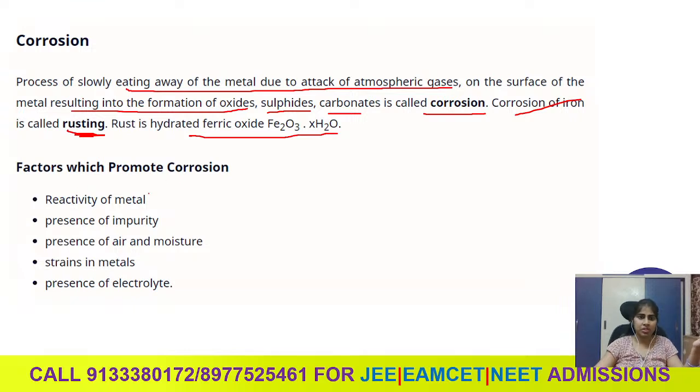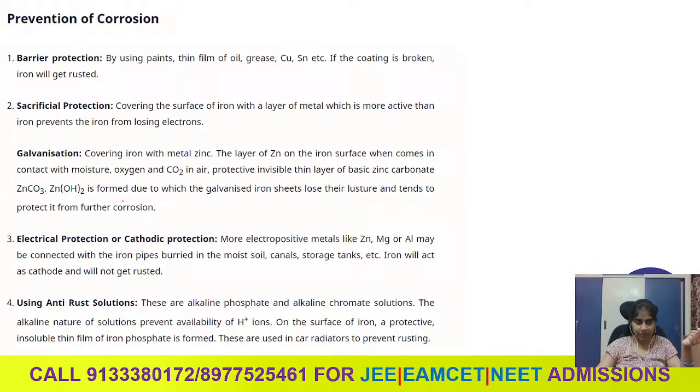So the factors which promote corrosion are the reactivity of the metal. When it is highly reactive, it reacts readily with the atmospheric gases. Presence of impurity also results in corrosion. And when it is exposed to air and moisture, it also corrodes the metal. And strains in metal, if there are strains in metals, it will be corroded. And presence of electrolyte, if electrolyte is present, it can undergo oxidation or reduction reactions and it will be corroded. So what are the steps taken to prevent corrosion?